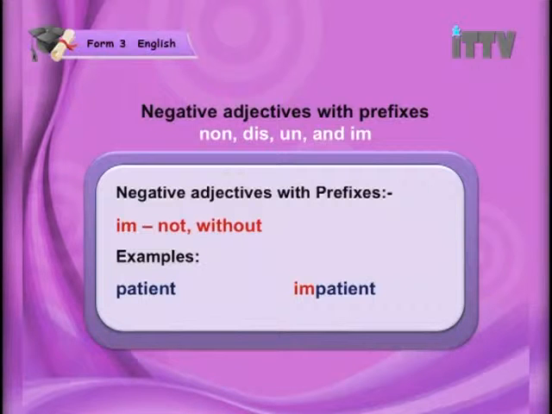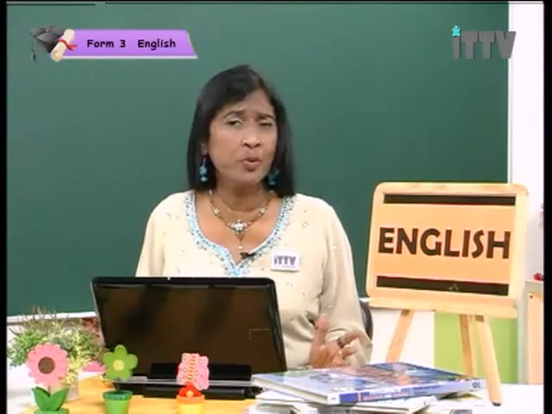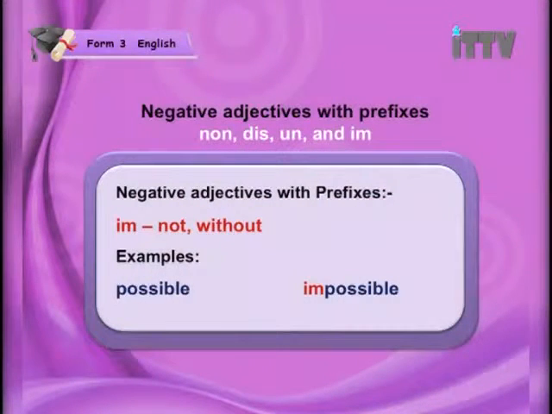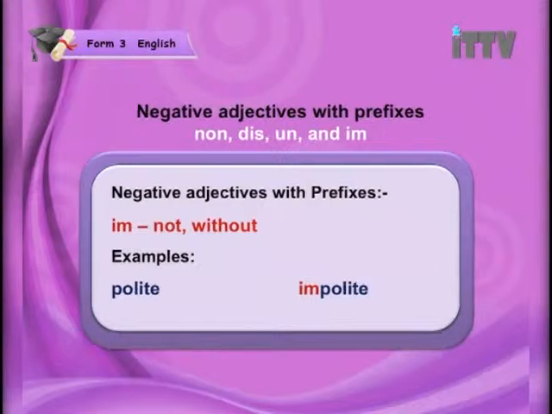Examples: patient. The person is very, very patient. Now, if he's not patient, he has no patience whatsoever, then you will describe that person as an impatient person. Next, possible. When you add im, it becomes impossible. That means it's not possible.